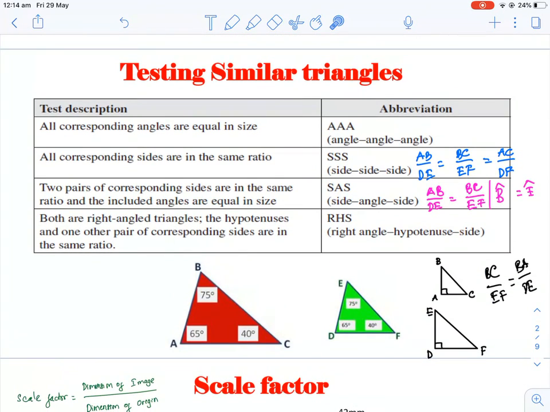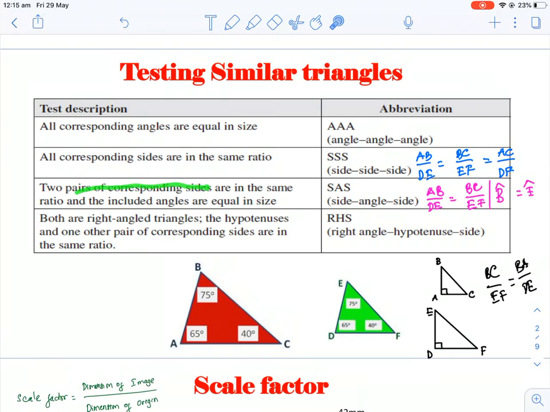To test whether two triangles are similar or not, we have some features to test it. The first one is AAA: the two triangles have corresponding angles that are equal. For example, these two triangles have corresponding angles equal: C equals F, A equals D, and B equals E. Or the next one is that the corresponding sides are in the same ratio. For example, with these two triangles, if AB over DE equals BC over EF equals AC over DF, then they are similar figures.